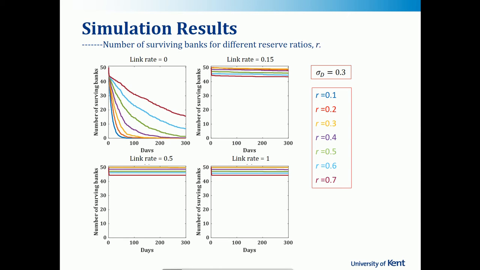This figure shows how the number of surviving banks is affected by different reserve ratio when the link rate LR is fixed and the shock amplitude is equal to 0.3. In the first figure, when there is no interbank lending, the reserve ratio definitely plays a positive role to preserve the stability of the system. As the reserve ratio increases, more banks survive to the end of the simulation.